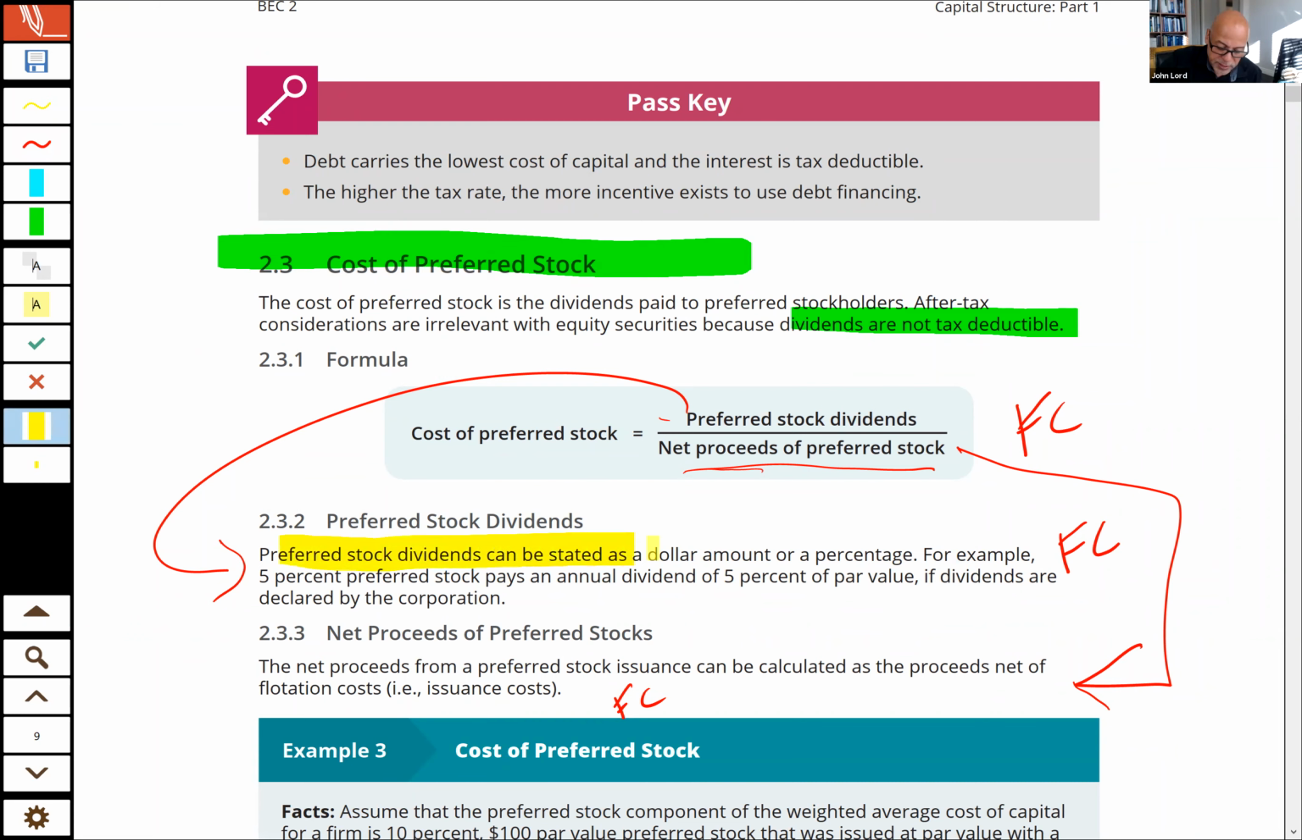Preferred stock dividends could be stated as a dollar amount or a percentage. For example, a 5% preferred stock pays an annual dividend of 5% of par value if dividends are declared by the corporation. The net proceeds from preferred stock issuance can be calculated as the proceeds net of flotation costs. Flotation costs mean if you have to pay an underwriter or a broker some amount to get that preferred stock to market, that would be subtracted off of the par value of the stock to get the net proceeds.